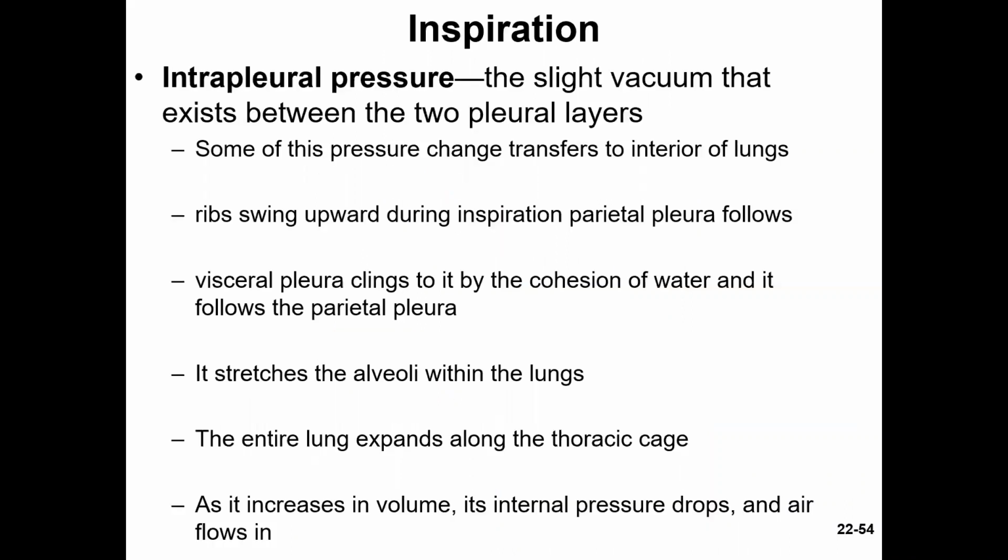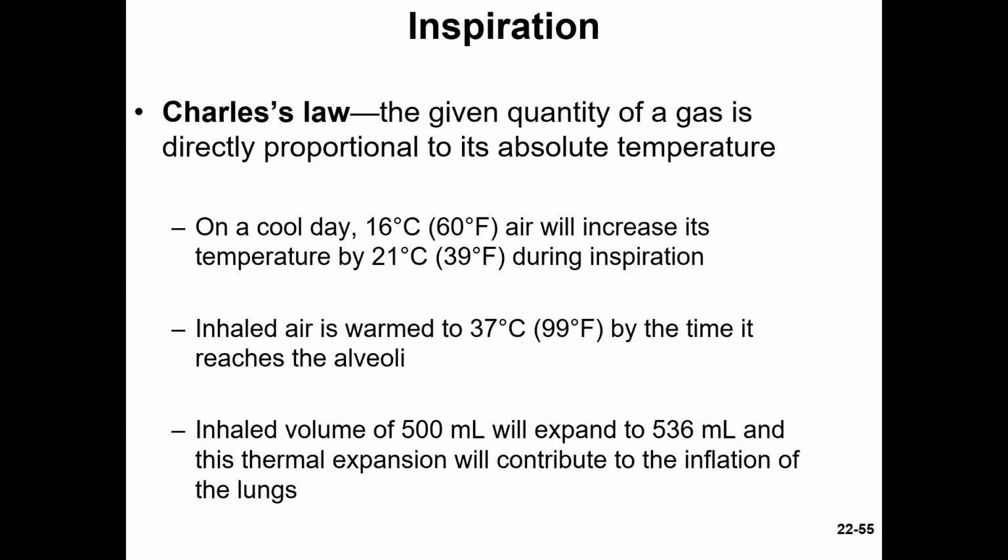The intrapleural pressure is a slight vacuum that exists between the two pleural layers. Some of this pressure change transfers to the interior of the lungs. The ribs swing upward during inspiration and the parietal pleura follows. The visceral pleura clings to it by the cohesion of water and it follows the parietal pleura. It stretches the alveoli within the lungs. The entire lung expands along the thoracic cage. As it increases in volume, its internal pressure drops and air flows in.